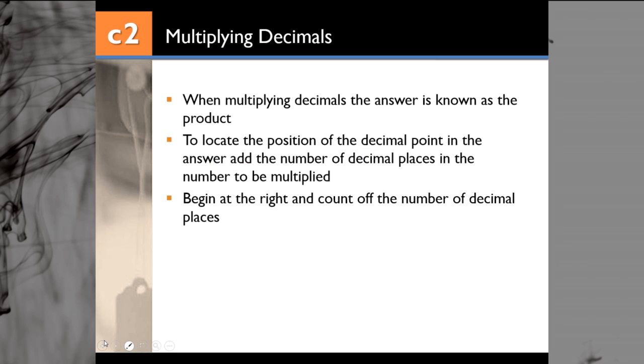And now let's talk about multiplying decimals. When you multiply decimals, the answer is known as the product. To locate the position of the decimal point in the answer, add the number of decimal places in the numbers to be multiplied. Don't worry about the decimal points for now. You're going to multiply these two numbers, and then calculate how many decimal places you have at the end. Begin at the right and count the number of decimal places. And I have some examples for you.